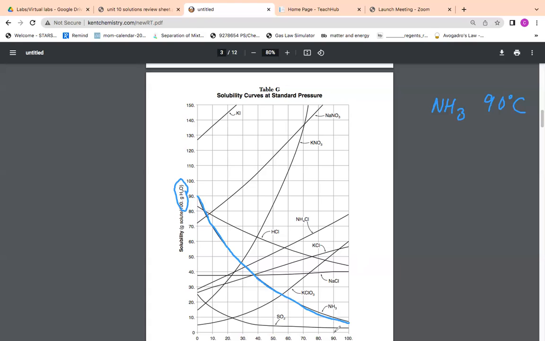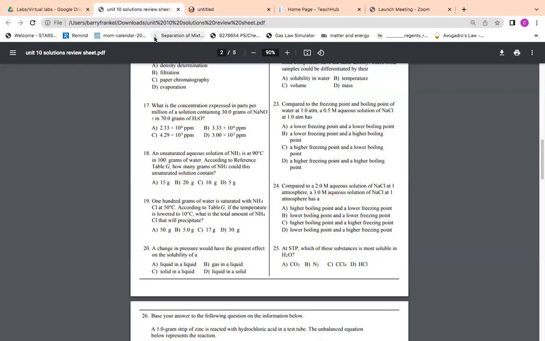So again, we're at 90 degrees. So anything at this temperature would have to be below here to be considered, I'm going to do another color right there. It would have to be below this point to be considered unsaturated. And the only thing out of the options that they gave us would be 5 grams. So 5 grams would be like down here. That's the only point where this would actually be able to be considered unsaturated. So for what number was that? Number 18, that would be choice D.